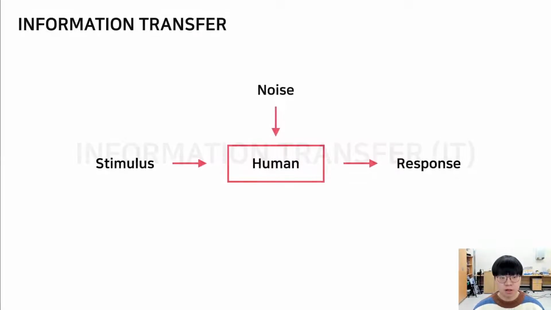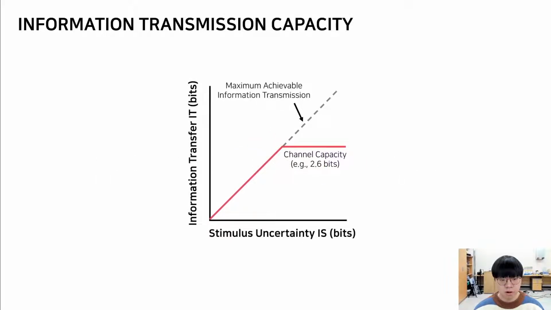Before introducing my research, I will explain information transfer. Humans have a limited ability to identify different sensory stimuli. Here, information transfer means the amount of information obtained by communication. Furthermore, information transmission capacity determines the recognition ability of human systems.